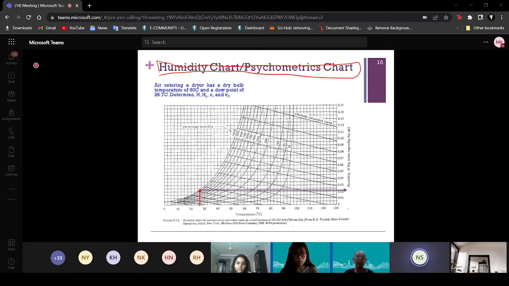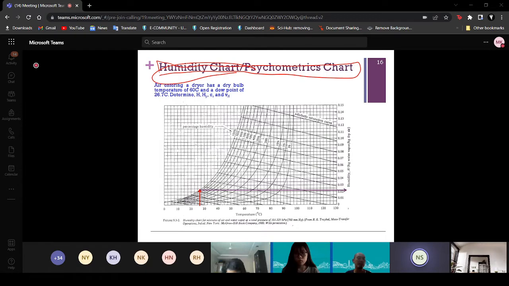Okay, so humidity chart. This is very important, how to find the humidity without using the equation. You can use the graph, because remember, to find humidity, you need to know the partial pressure. Normally, partial pressure is not given, all right? So you thought that you can use only the equation, but in fact, you can use the humidity chart.